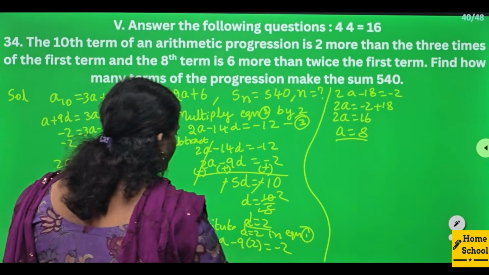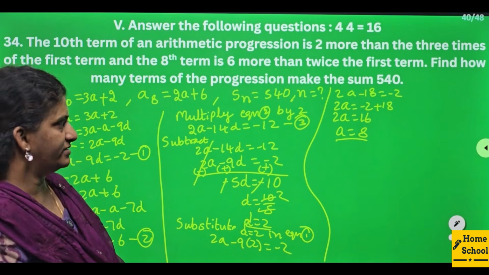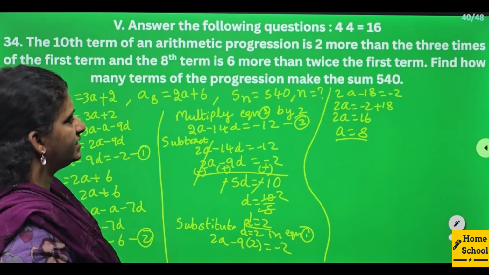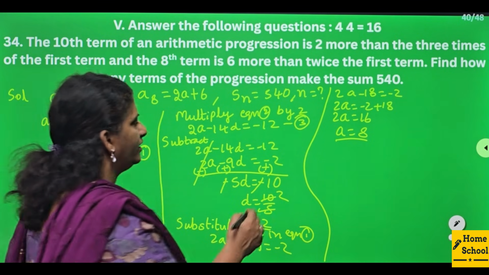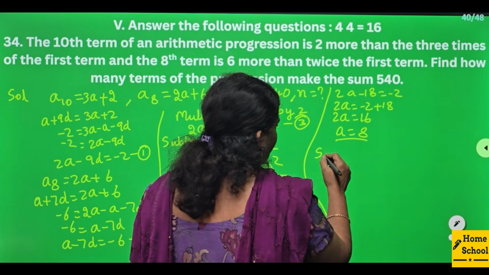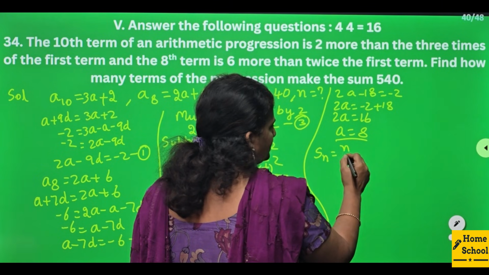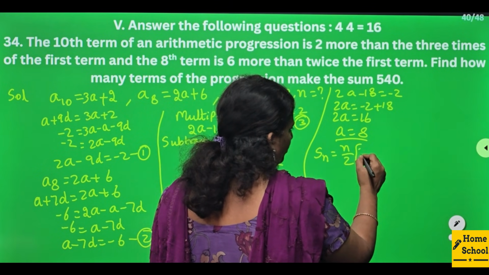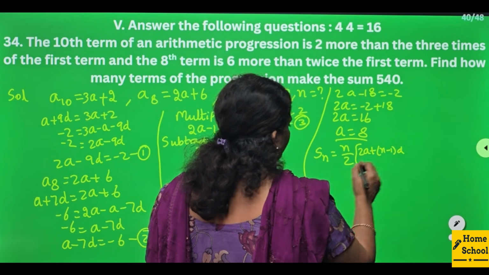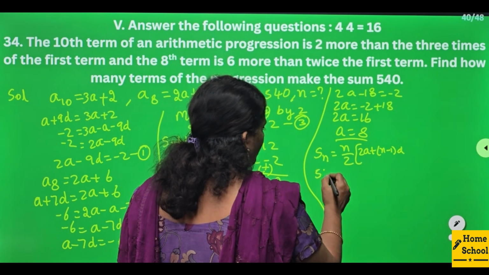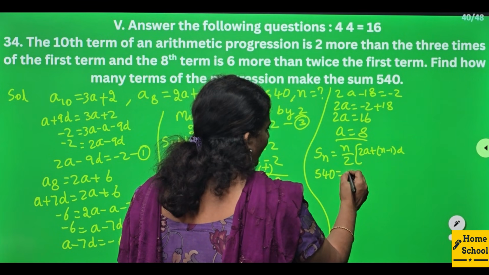We know the first term and we know the common difference. Now what did they ask? How many terms make the sum 540? Therefore, we go with the Sn formula. Sn is equal to n by 2 into (2a plus (n minus 1) into d). Sn value is 540. We don't know the n value.